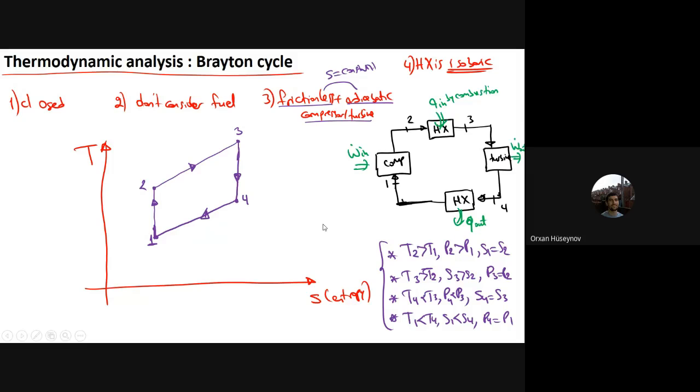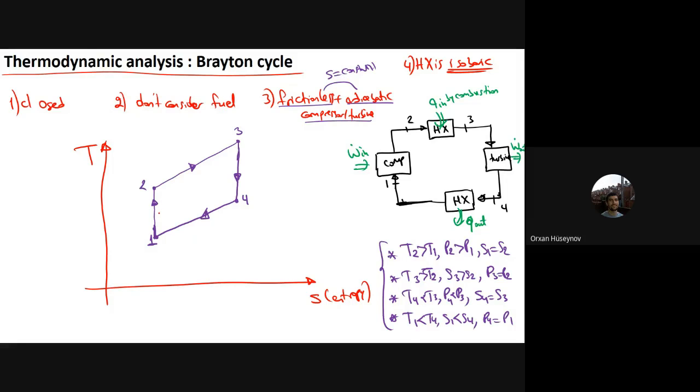We'll continue with the gas turbine cycle. If you remember from our previous lecture, we said that the simplest gas turbine cycle components are the compressor, then the heat exchanger, and then the turbine, and then the heat exchanger part removes heat, and you go back to the compressor again. And this was the TS diagram for the gas turbine cycle.